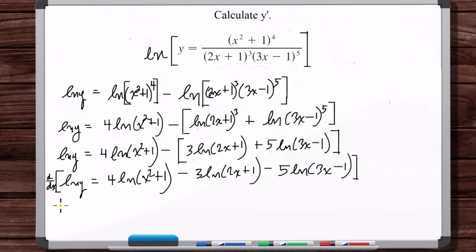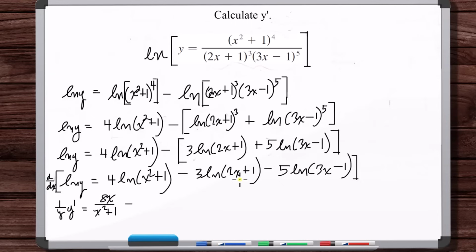Okay, so d/dx of natural log of y is y prime over y. Okay, d/dx of 4 natural log of x squared plus 1 is what? So we're going to get 1 over x squared plus 1, and then times the derivative of x squared plus 1, 2x. So it's going to be 8x over x squared plus 1.